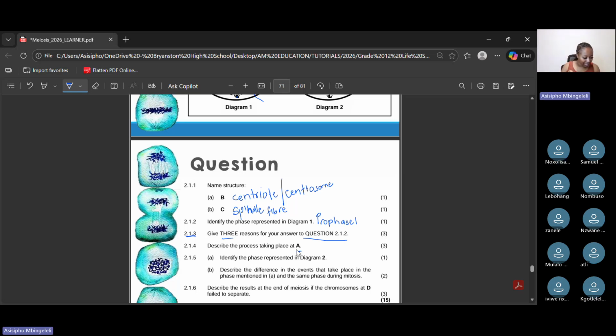So I'm going to repeat that. Chromosomes or homologous chromosome pair will lie next to each other. That's the first point. And then the second point, adjacent chromatids are going to overlap at a point called chiasma or chiasmata, and then genetic material will be exchanged. 3 marks.